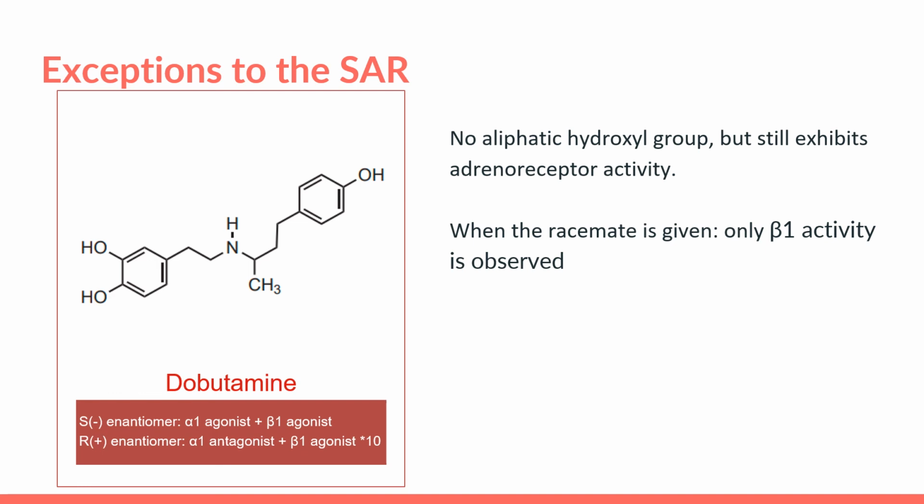Its chiral center allows for a levo and dextro configuration, where the levo configuration has alpha agonistic and beta-1 agonistic activity, while the dextro configuration has alpha antagonistic and beta-1 agonistic activity. Both enantiomers have very little beta-2 activity. Thus, when given as a racemic mixture, whereby both the levo and the dextro are given together, the alpha activities of the two enantiomers cancel each other out, leaving primarily the beta-1 agonistic activity.